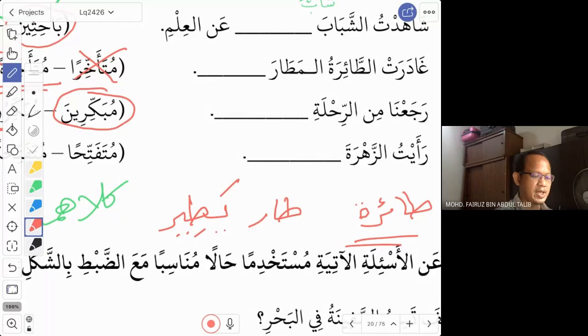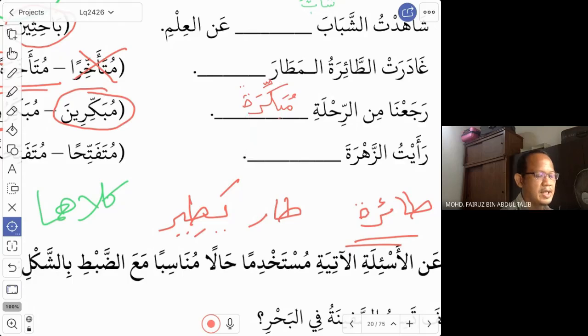Mubakiratan. Okay, let us try mubakiratan. With ta marbuta, is this correct? Okay, now the word is muannas, yes, correct. But if you look at the word, is this mufrad? This is mufrad. So now here it is jama. So when this is jama, you don't say mubakiratan. You have to change to jama.